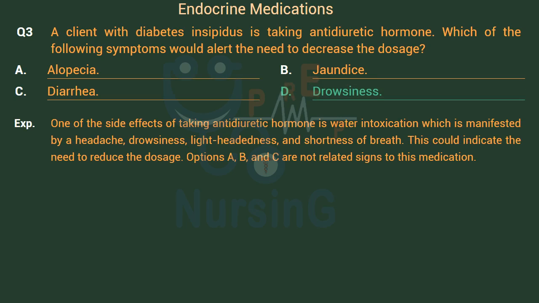Drowsiness. One of the side effects of taking antidiuretic hormone is water intoxication, which is manifested by a headache, drowsiness, lightheadedness, and shortness of breath. This could indicate the need to reduce the dosage. Options A, B, and C are not related signs to this medication.